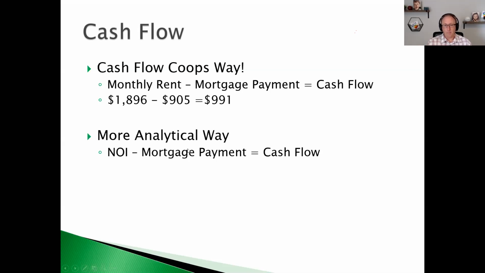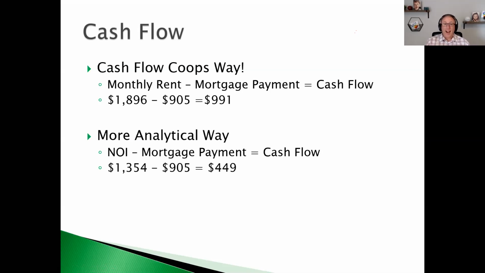But if we dive a little deeper, let's look a little more analytical. We've got the NOI minus the mortgage payment equals the cash flow. So what does that look like? The NOI, the net operating income, was $1,354 a month. And of course, the mortgage payment was $905. So my net cash flow is $449, okay?